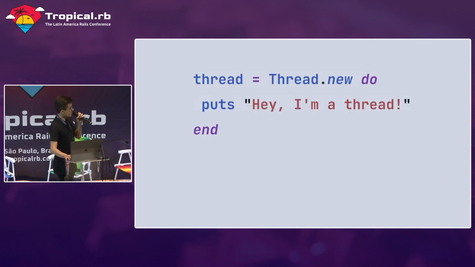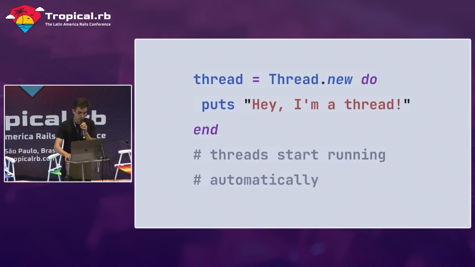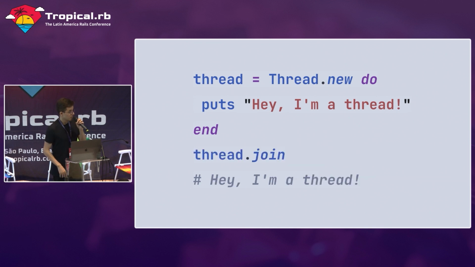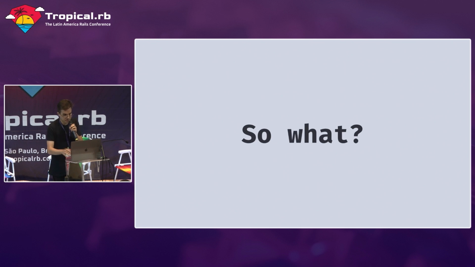They look similar to fibers. You also create them with .new and a block, but they start running automatically. If you need to wait for them, you have to call join. So what? What's the difference?